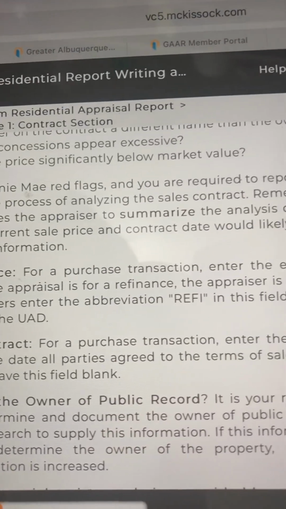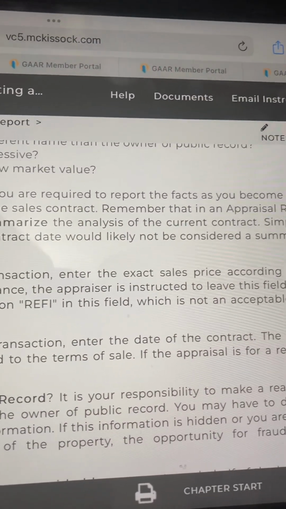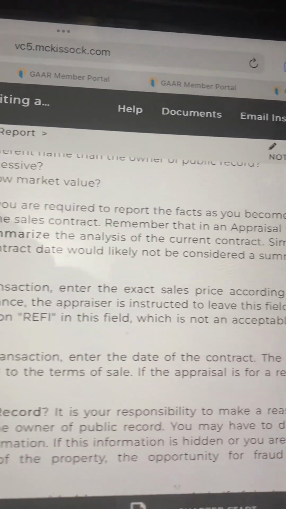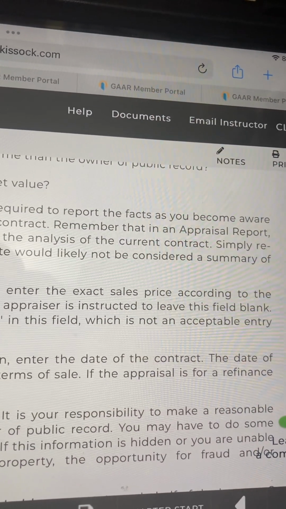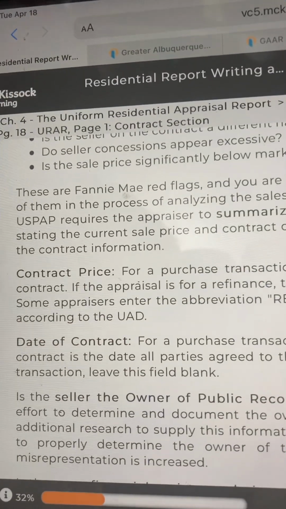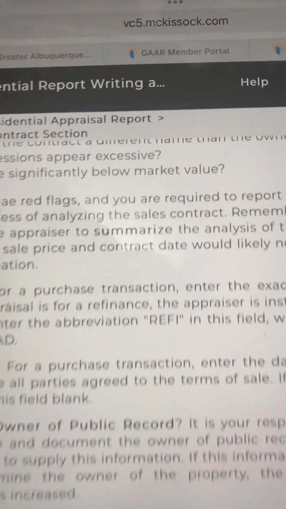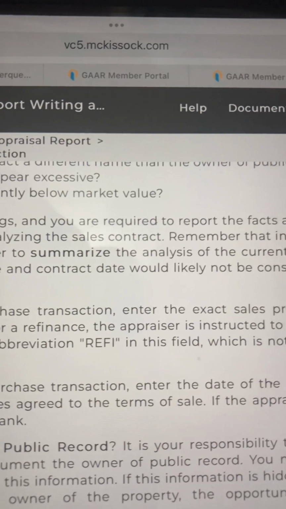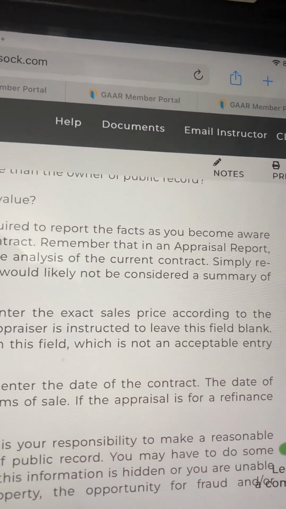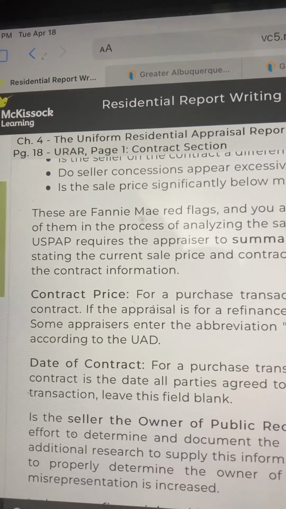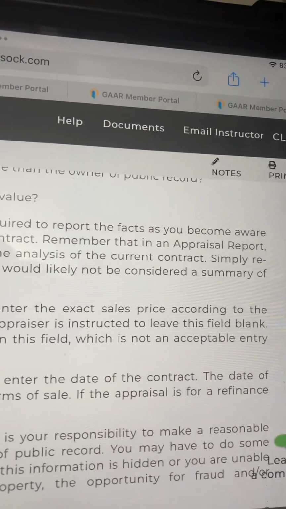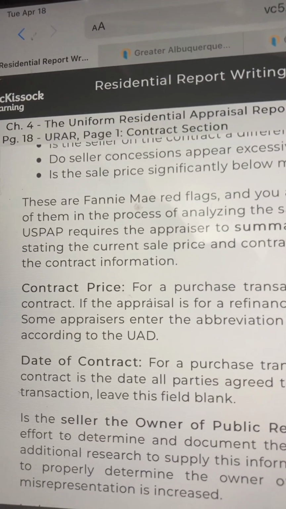These are Fannie Mae red flags, and you are required to report the facts as you become aware of them in the process of analyzing the sales contract. Remember that in an appraisal report, USPAP requires the appraiser to summarize, that's highlighted, the analysis of the current contract. Simply restating the current sale price and contract date would likely not be considered a summary of the contract information.